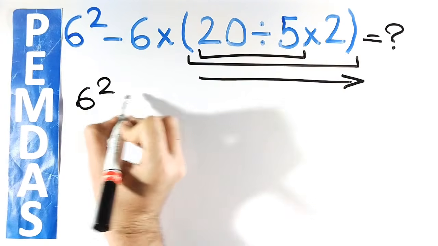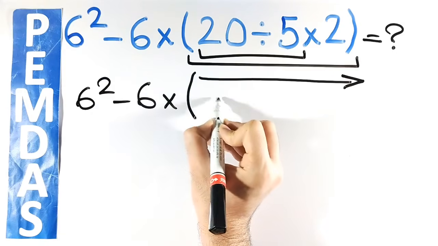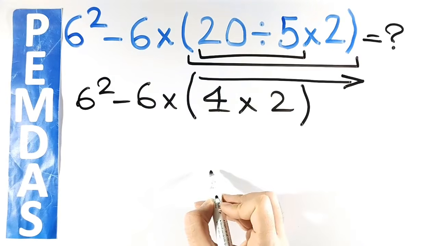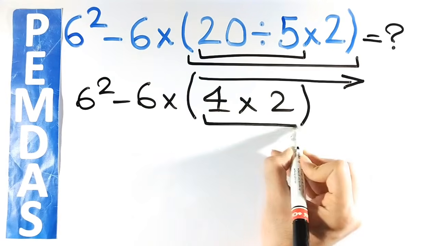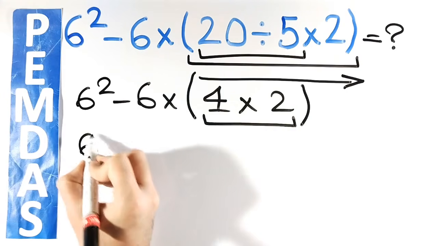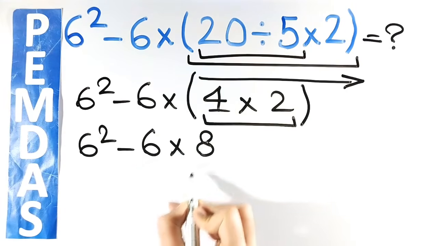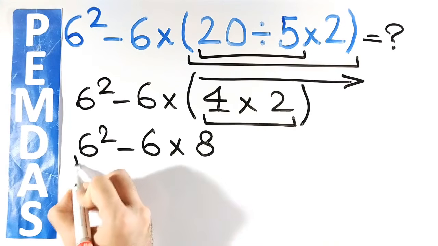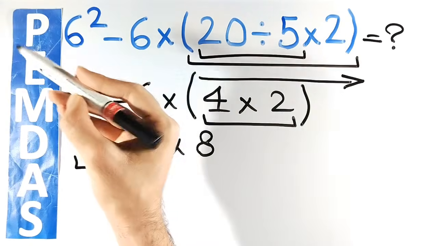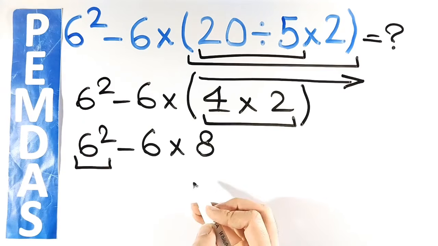6 squared minus 6 multiplied by open parenthesis 4 times 2 close parenthesis. Then we go for the multiplication between 4 and 2 and write this expression as 6 squared minus 6 multiplied by 8. And the next step, we go for the exponent because in the PEMDAS rule, after parentheses, exponent has a higher priority than the other operation.